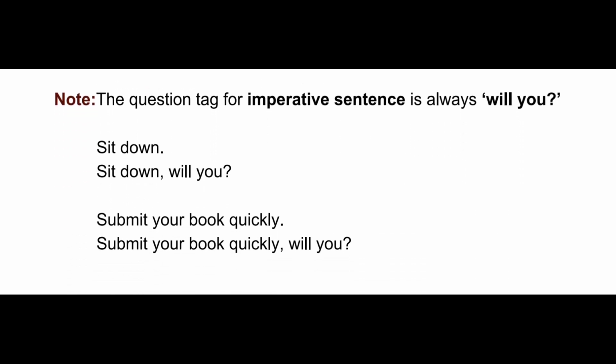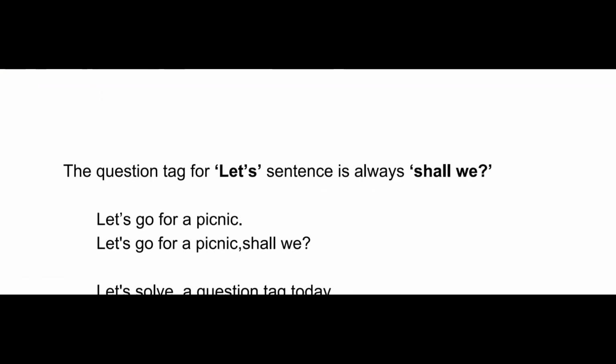Now see the next note, students. The question tag for the imperative sentence is always will you. So it's so simple. Sit down. Will you? Submit your book quickly. Will you? Now why is the pronoun you used? Because in the imperative sentence, our subject is always you, but the subject is not mentioned in our sentence. So will you comes in imperative sentences.